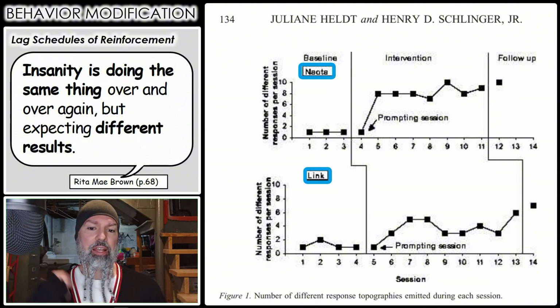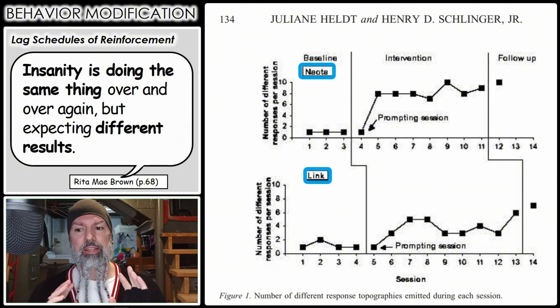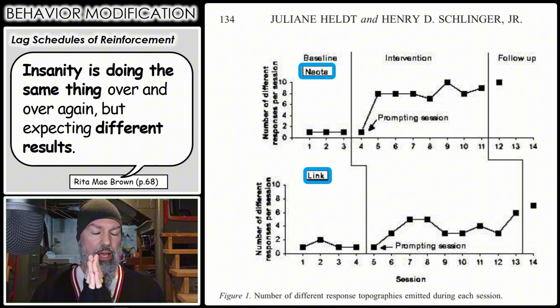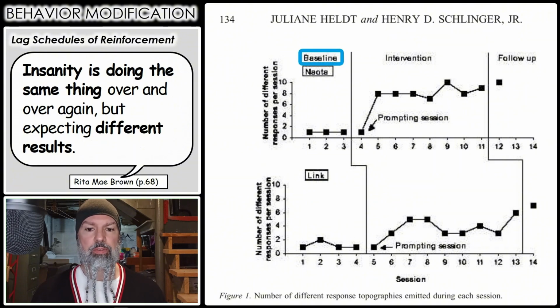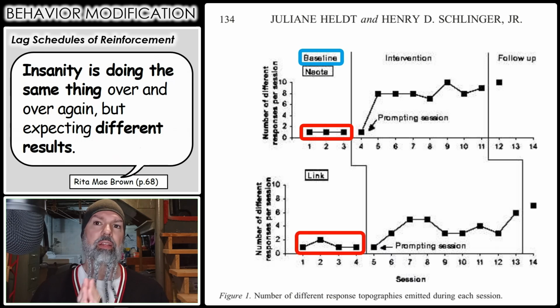But anyways, we got Neota and we got Link. And they were being, again, placed on this lag 3 schedule of reinforcement. So let's take a look at their baseline performance first. We can see here that in their baseline performance, there was very little variation in their responses.